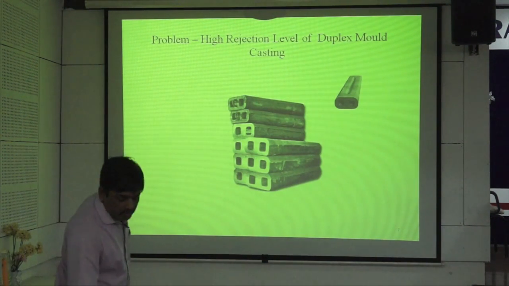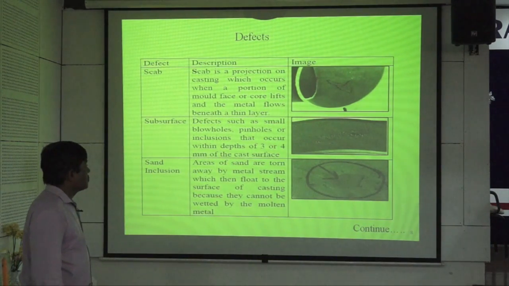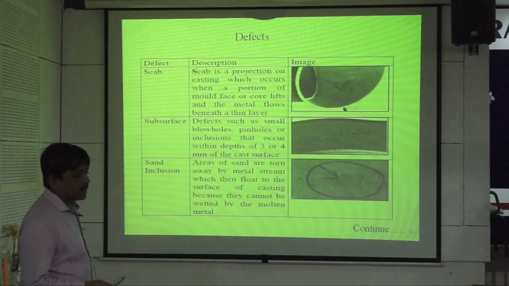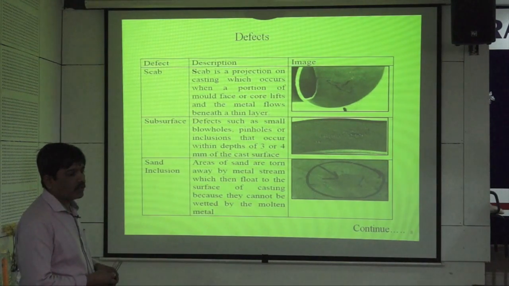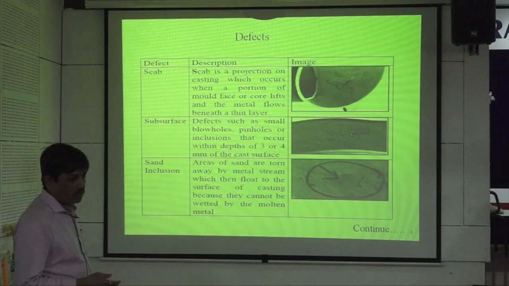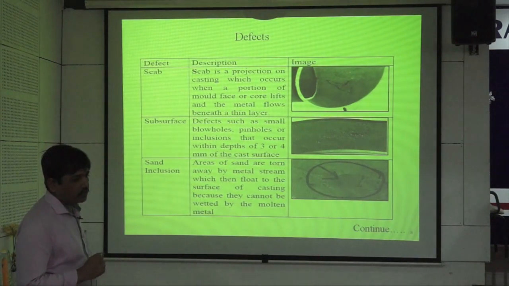So we tried to reduce the number of defects. We analyzed the data. There was a lot of data available. The problem was that they were all adopting hit and trial methods to accept or reject these molds. And when I went through the data, they had provided the data of almost the last 3-4 years.